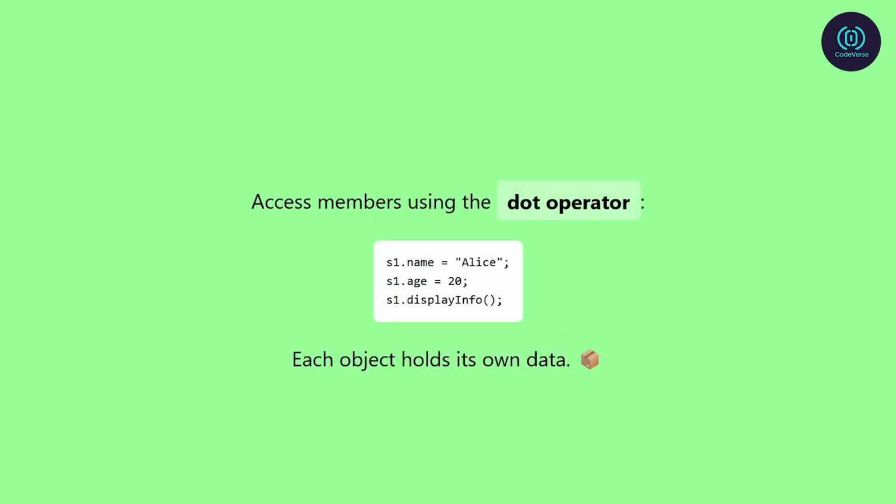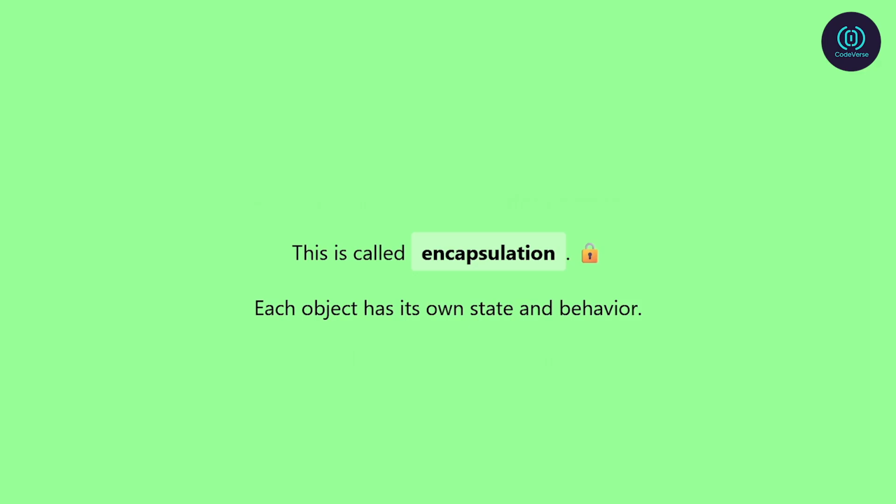Once you have an object, you can use the dot operator to access its members. s1.name equals Alice, s1.age equals 20, s1.displayInfo. This calls the method on s1, not s2, not s3. Each object holds its own state, that's called encapsulation, and we'll go deeper into that soon.